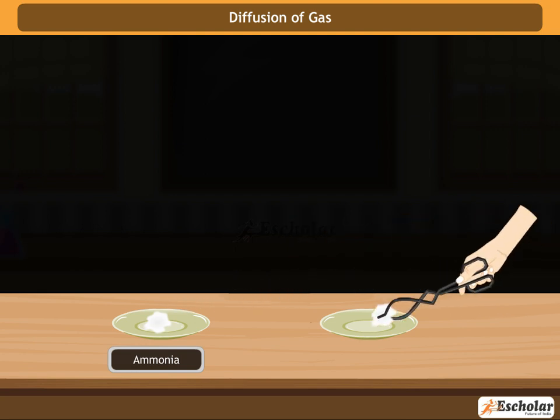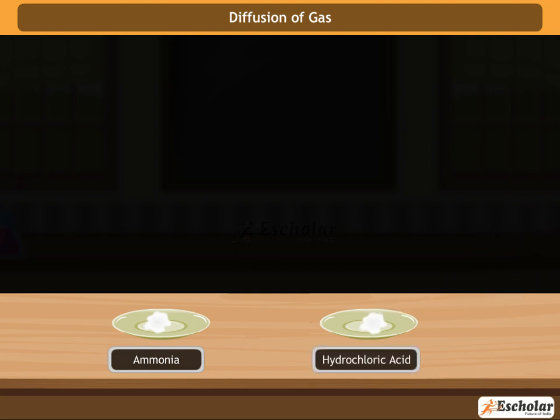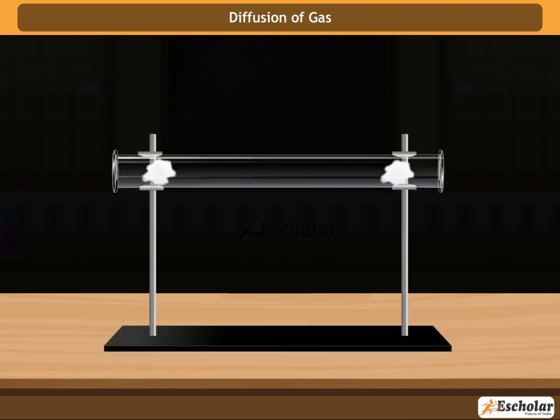Also soak a piece of cotton wool in a hydrochloric acid solution to obtain hydrogen chloride gas. Now plug these two cotton wools in the two ends of a hollow glass tube and also plug corks in both the ends. And you will notice that in less than a minute, a white ring begins to form.